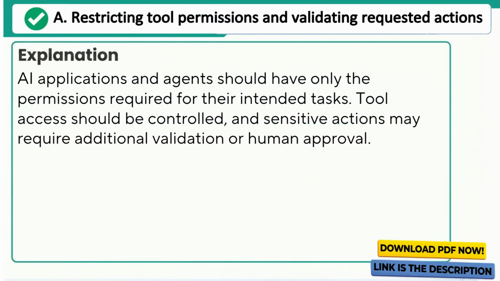Correct answer. A. Restricting tool permissions and validating requested actions. Explanation. AI applications and agents should have only the permissions required for their intended tasks. Tool access should be controlled, and sensitive actions may require additional validation or human approval.